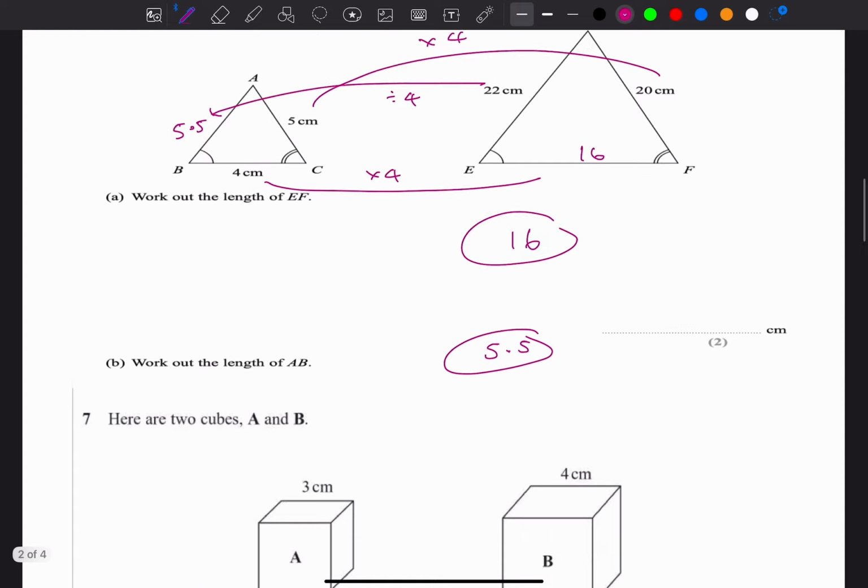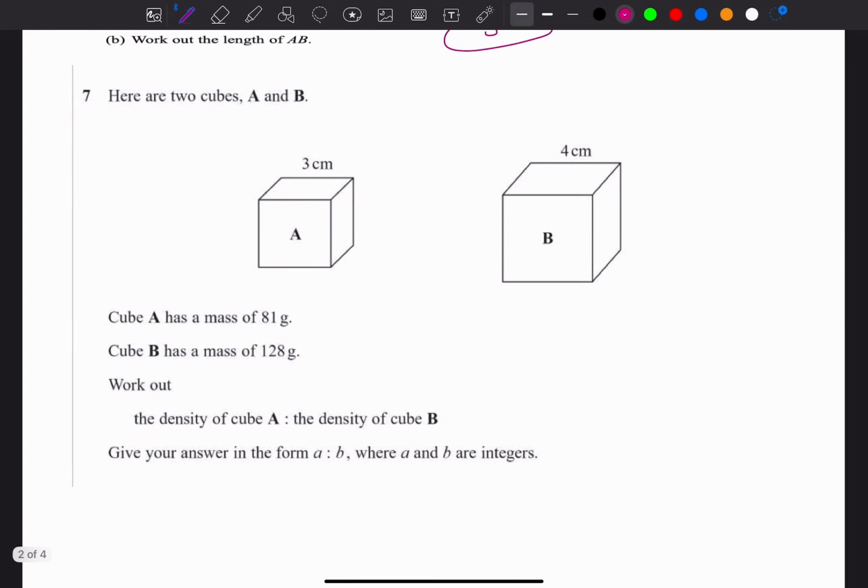Okay, simple. Next one. What is the formula for density? Your density is mass over volume. Work out the density. So if you think about it, the mass is 81, and they are both made of the same material, and then they want the density of A and B. This one doesn't have to go through the table. You know the shape is a cube, right?